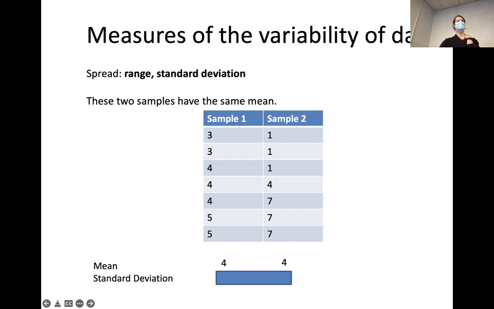If you look at these two samples, just numbers of whatever, I don't know, some plants you found. Sample 1, you see here, sample 2, you see there, they have the same mean. So if you add them all up and divide by 1, 2, 3, 4, 5, 6, 7, if you add up those numbers and divide by 7, the means come out to 4. So you would say these samples are basically equivalent if you're looking at the mean.